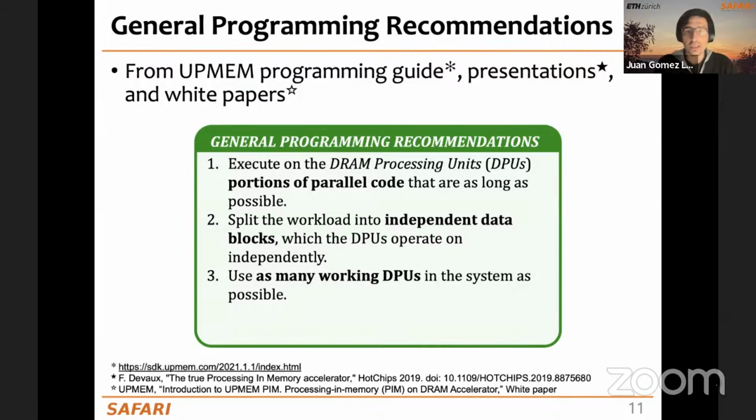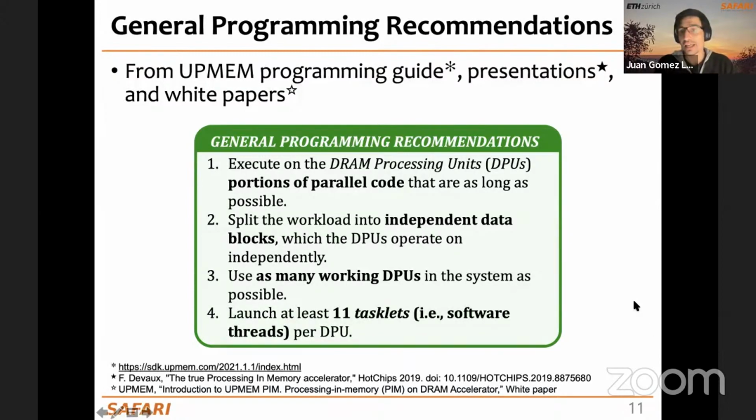And finally, the last recommendation is to launch at least 11 tasklets or software threads per DPU. This is something that we already explained in meeting 3, where we talked about the micro-benchmarking and characterization of the DPU architecture. You may remember that the arithmetic throughput of the DPU saturates at 11 tasklets for all data types and operations that we tested.